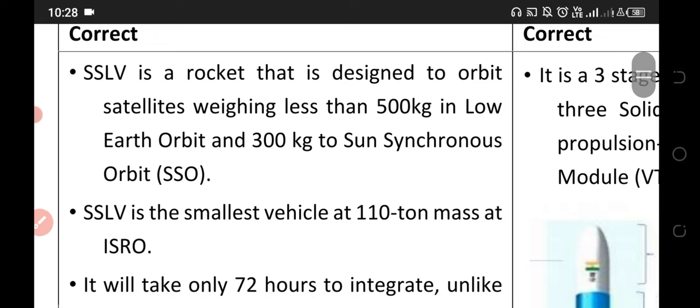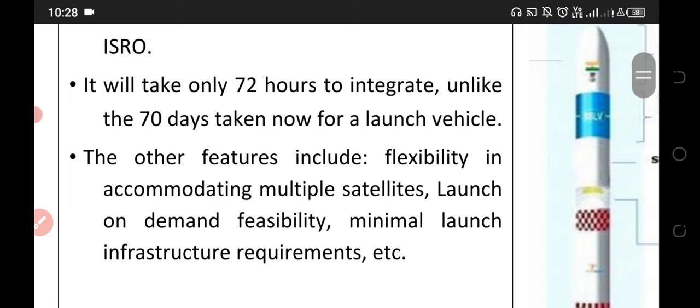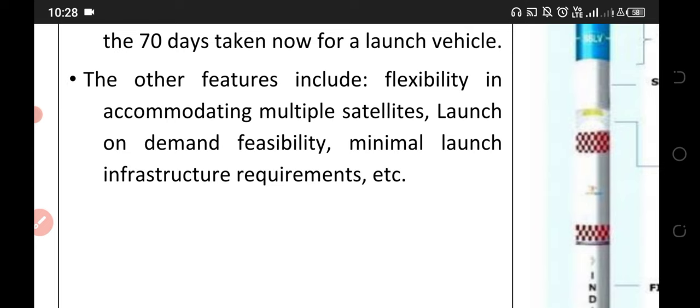SSLV, Small Satellite Launch Vehicle, is a rocket designed to orbit satellites whose weight is around 500 kg or less. It can place 500 kg in low Earth orbit and 300 kg in sun-synchronous orbit. SSLV is a small satellite launch vehicle developed by ISRO. It will take only 72 hours to integrate, unlike the 70 days taken now for a launch vehicle. The other features include flexibility in accommodating multiple satellites, launch on demand flexibility, minimal launch infrastructure requirement, etc.